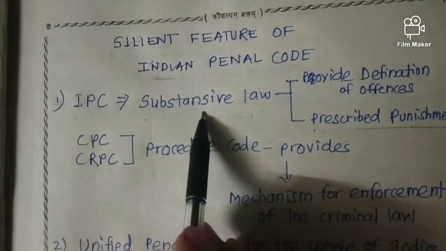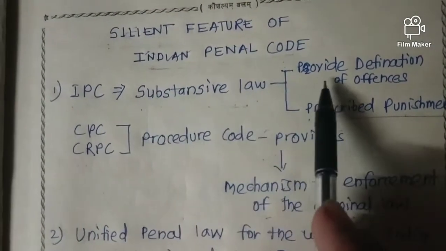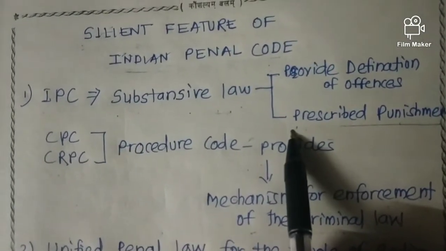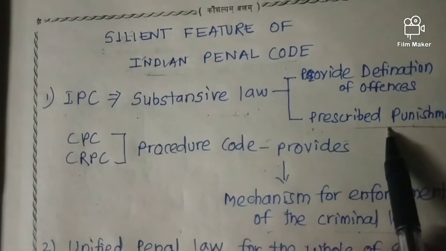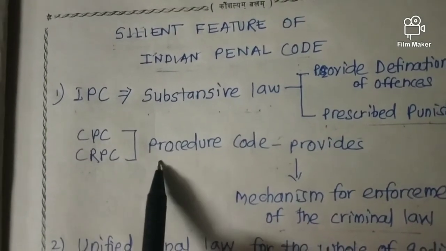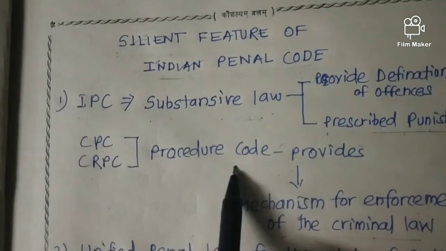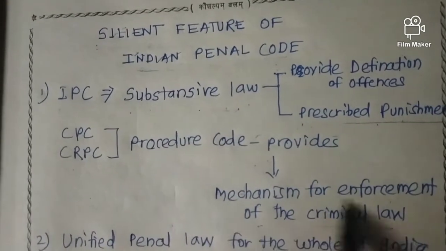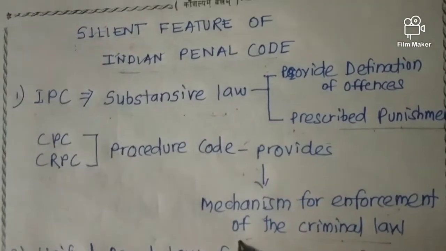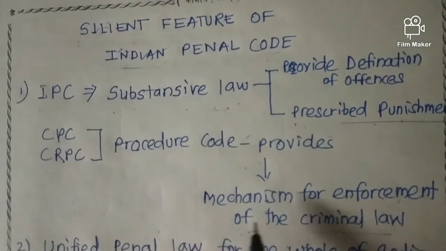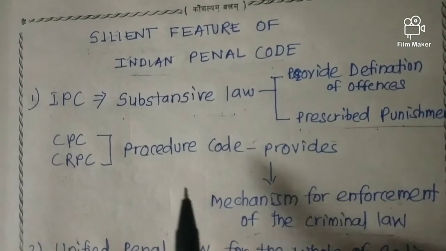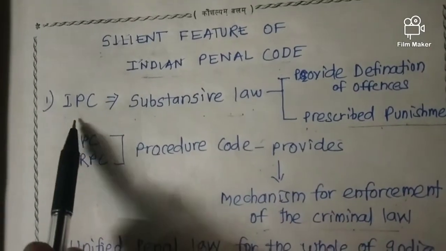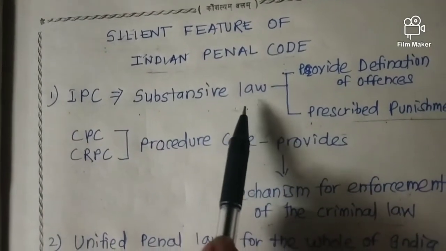Indian Penal Code is substantive law because it provides the definitions of the offences as well as prescribed punishment, while the CrPC procedure code gives the procedures which provide a mechanism for enforcement of criminal law. So there is a difference between the substantive law and procedure code. So IPC is a substantive code of law.